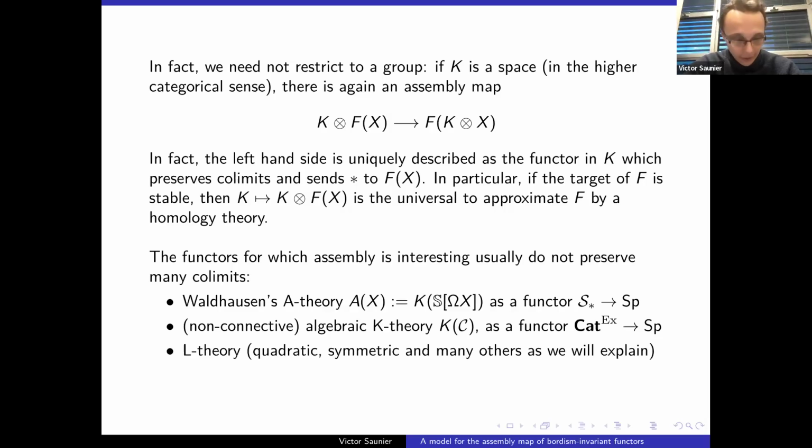And a very important example for us will be L-theory. Now, I don't really want to tell you just now what kind of functor it is, because this will be part of the talk. But if you know what quadratic L-theory or symmetric L-theory is, these are examples that will show up. And more generally, I will be interested in the case where F is a localizing invariant on some category that has a good notion of being localizing.